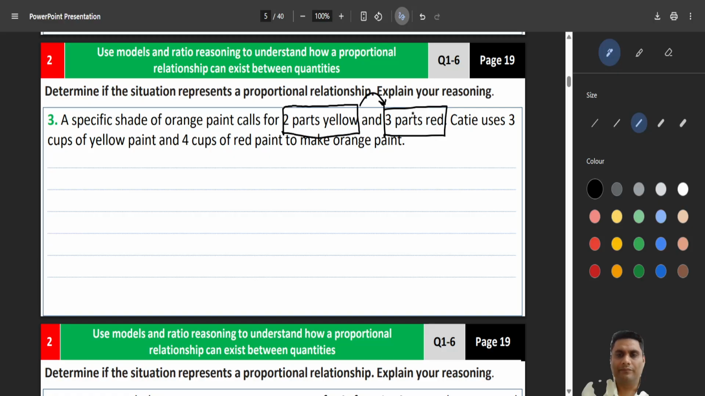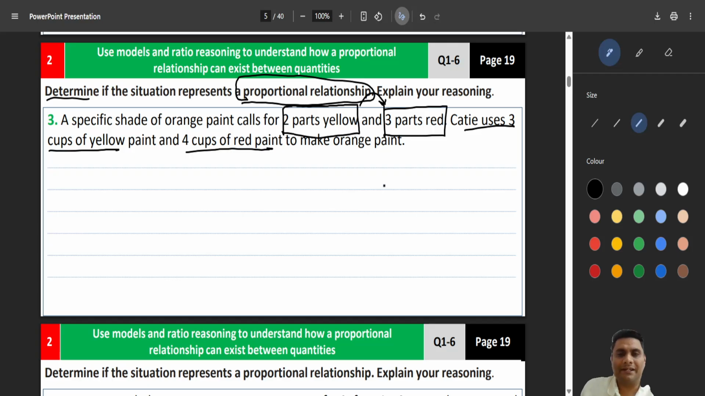Now Katie uses 3 cups of yellow. Again, 3 cups of yellow and 4 cups of red to make the orange. So now what are they asking us? Determine if the situation represents a proportional relationship or not. So before doing the question, let me give you a brief on what a proportional relationship is.